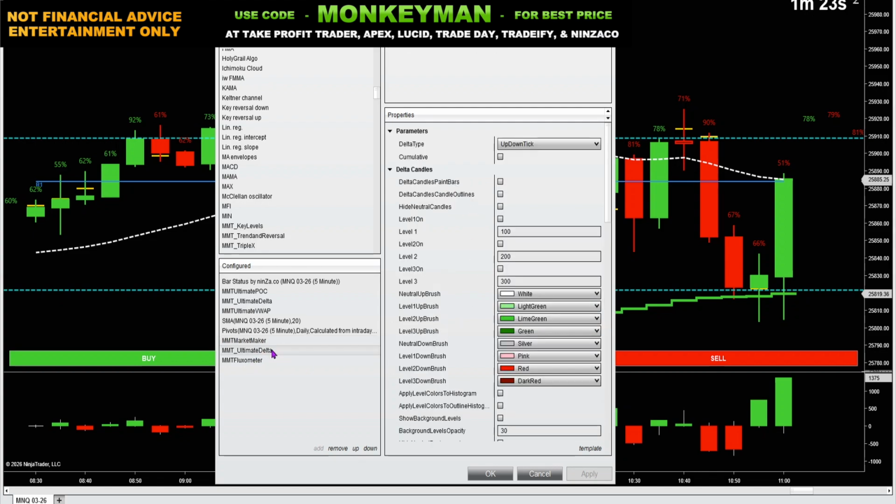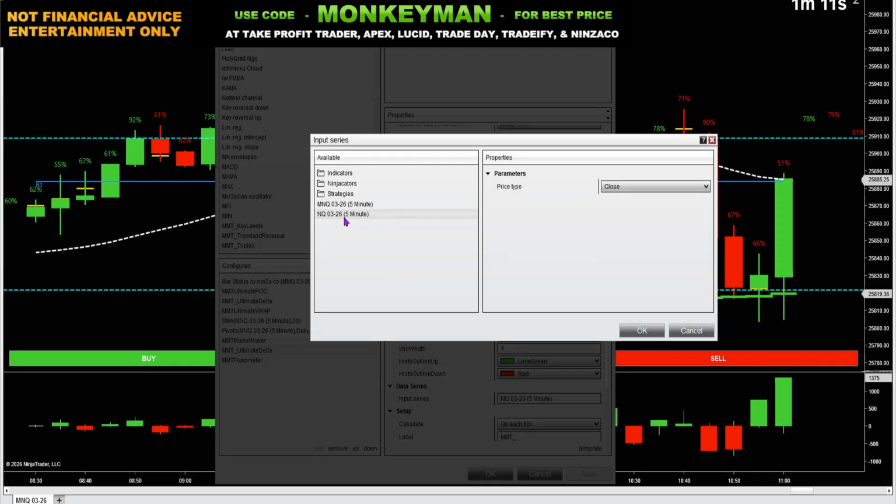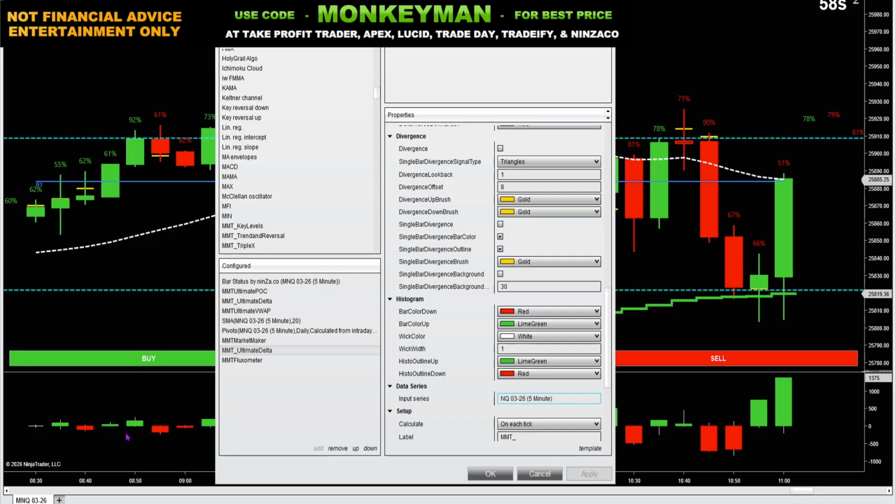For this second instance of the Ultimate Delta, I'm not using anything except for the histogram. And look at my input series. I've got the input series as my secondary input series, the regular NQ. So this is showing me the delta histogram down here for the delta from the regular NQ, while I'm still able to trade the micros on the main chart.